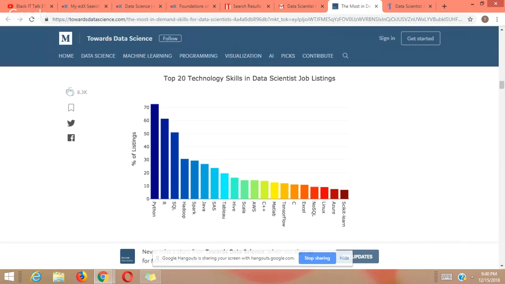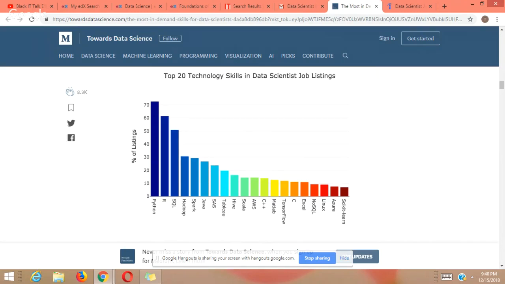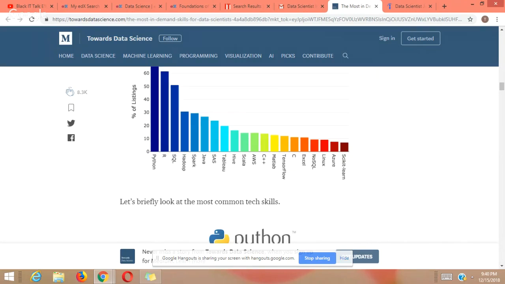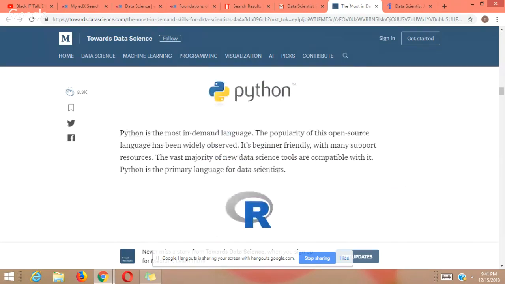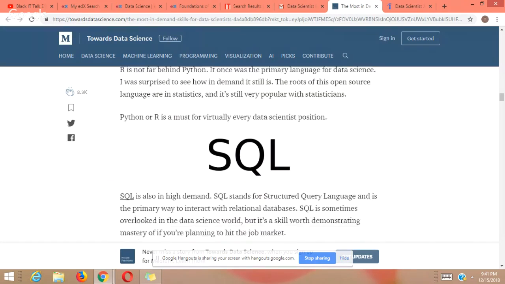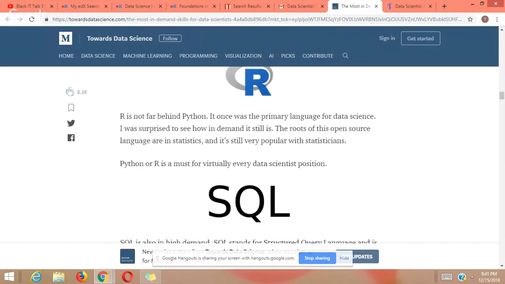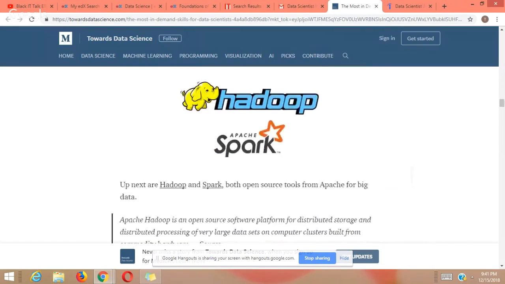Command line, so it's a lot of command line. Azure, which is cloud, and that's about it. But if you look at the percentage of the job listings for skills, it's Python. Data scientists and Python coding and Linux go hand in hand. R too, right? SQL too. Here we go right here. Python is the most in-demand language. R is not that far behind Python, then SQL, Hadoop.